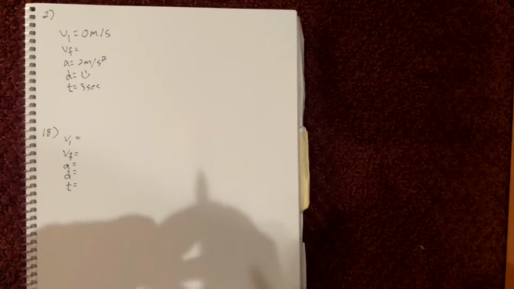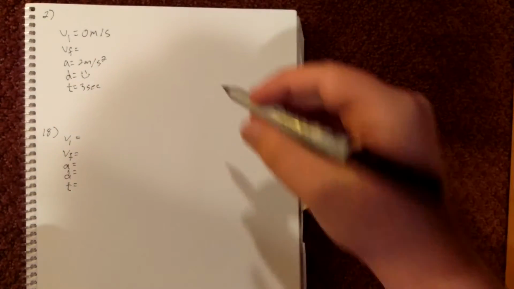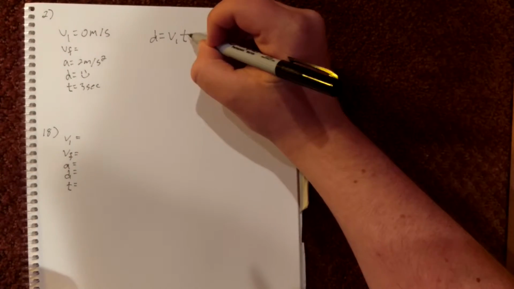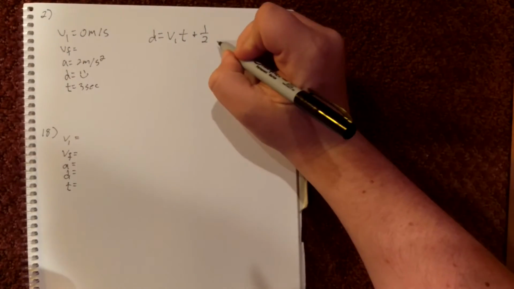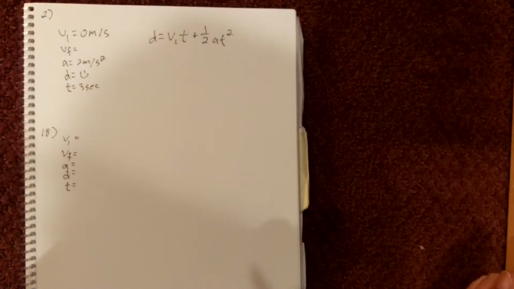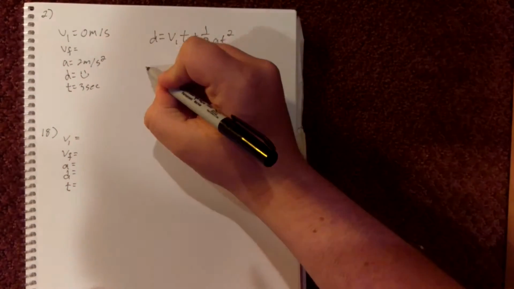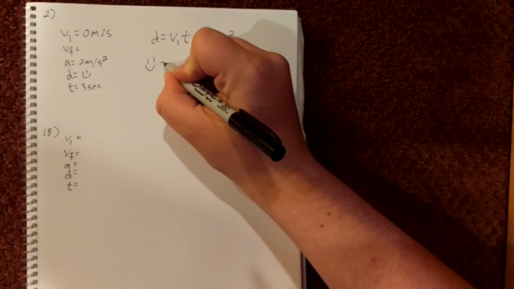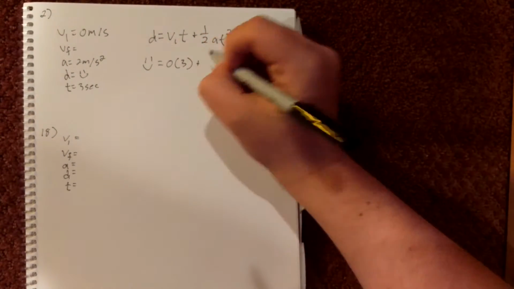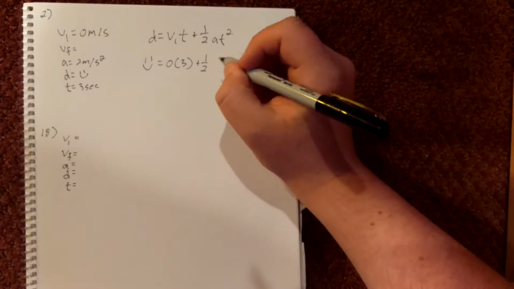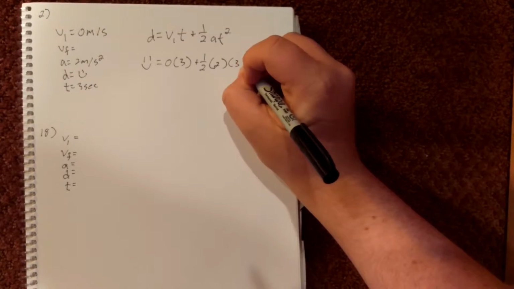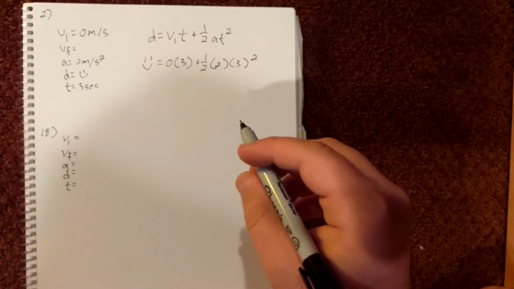So if you go and look at your equations in your notes, you'll find that this equation gives you all the parts that you are given in this problem. So we just plug it into the equation. Put a smiley face for your distance. Your initial velocity is 0, times the time of 3 seconds, plus 1/2 of your acceleration, which is 2, times your time, then you square it. And you just solve it.